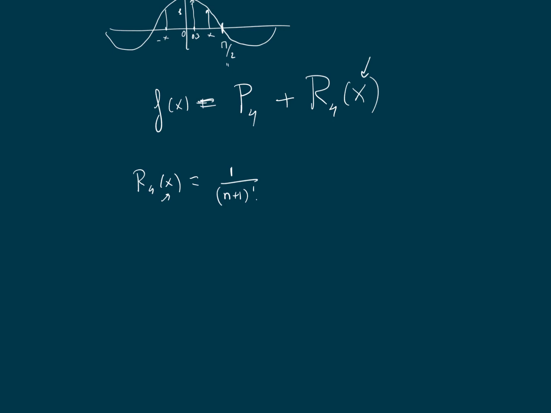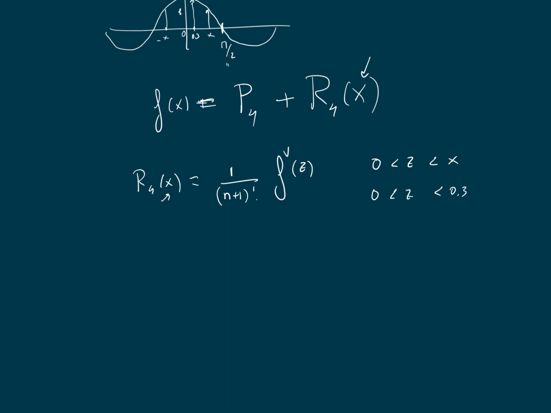The error: you take the fourth degree polynomial, so the fifth derivative with respect to x will appear. Let's write it like this: f5 of c. And who is c? C is a point between zero, since you are doing the polynomial centered at zero, and the point X where you are trying to evaluate the polynomial. So C is a point between 0 and 0.3.